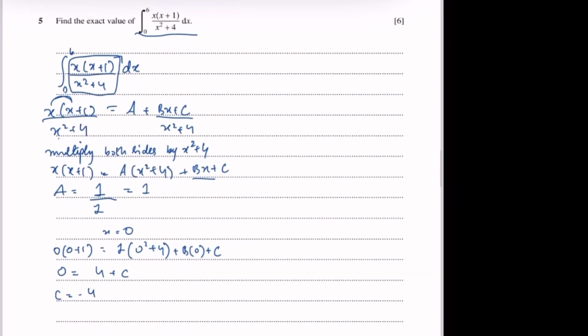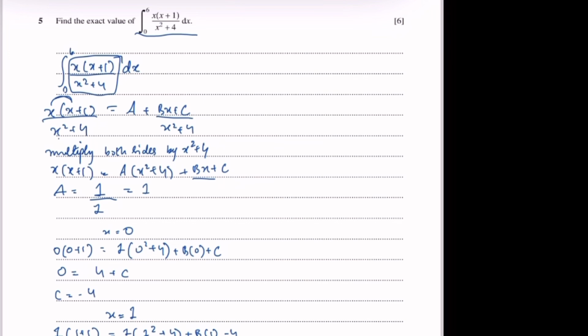Now we can take any value of x. Let's take x is equal to 1. So it's 1 into 1 plus 1 is equal to 1 into 1 squared plus 4 plus b into 1, and c is equal to minus 4. So 1 plus 1 is 2, 2 into 1 is 2, is equal to 1 squared is 1, 1 plus 4 is 5, 5 into 1 is 5, plus b minus 4. So 2 is equal to 1 plus b. 2 minus 1 equals b.